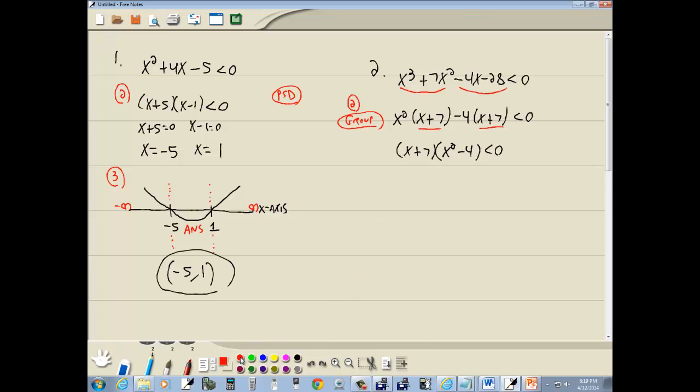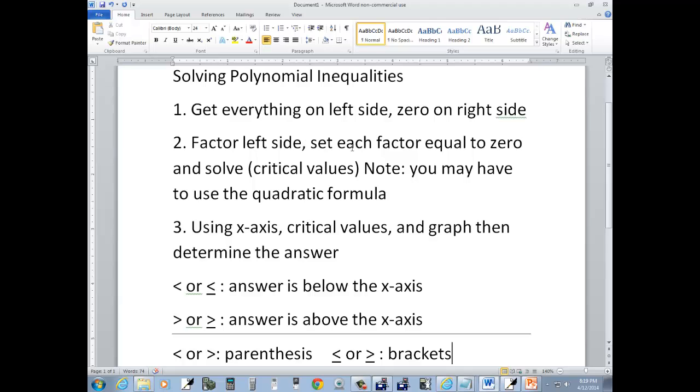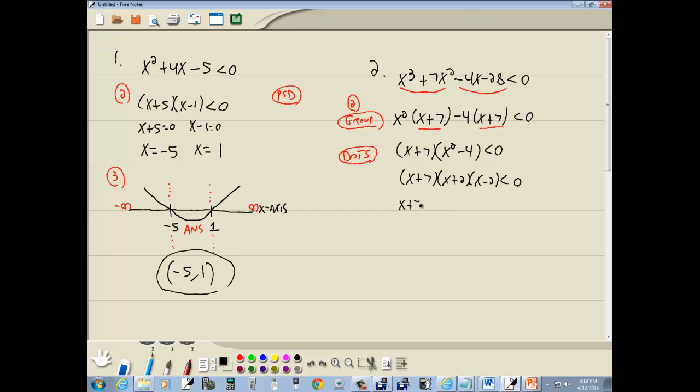Still not done with factoring. X squared minus 4, two terms with a minus in it, is a difference of two squares. So this becomes x plus 7 times x plus 2 times x minus 2, less than 0. Okay, we just factored the left side. Now we're going to set each factor equal to 0 and solve. So we'll set x plus 7 equal to 0, x plus 2 equal to 0, and x minus 2 equal to 0. And that gives us -7, -2, and +2.